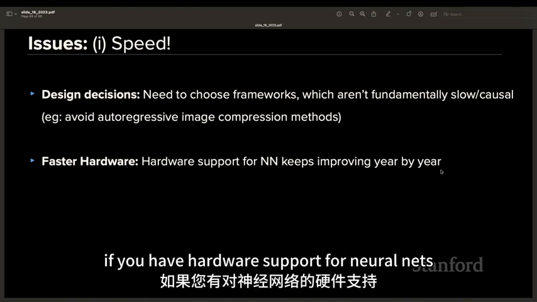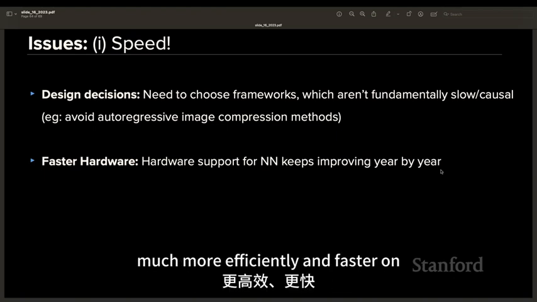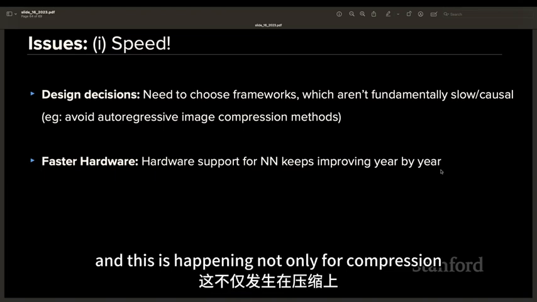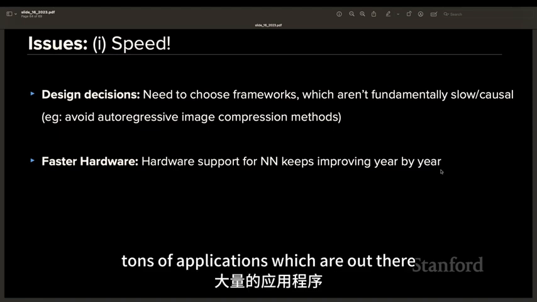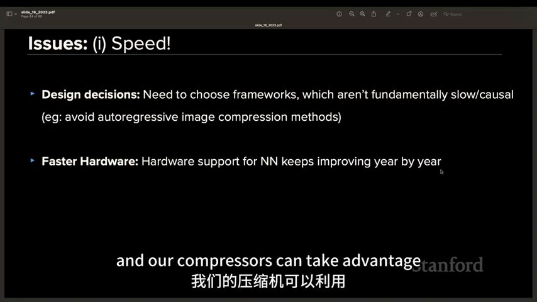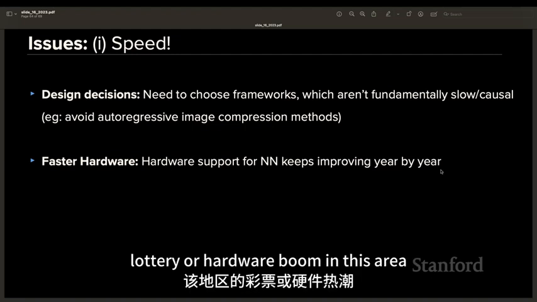And now you can think if you have hardware support for neural nets, then you can deploy all of this much more efficiently and faster on any devices you want. And this is happening not only for compression, but to enable tons of applications which are out there. Right? So this is happening anyways. And our compressors can take advantage of this sort of hardware lottery or hardware boom in this area.